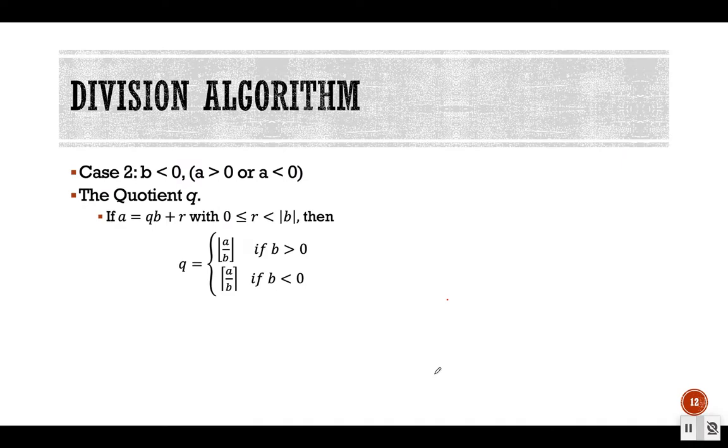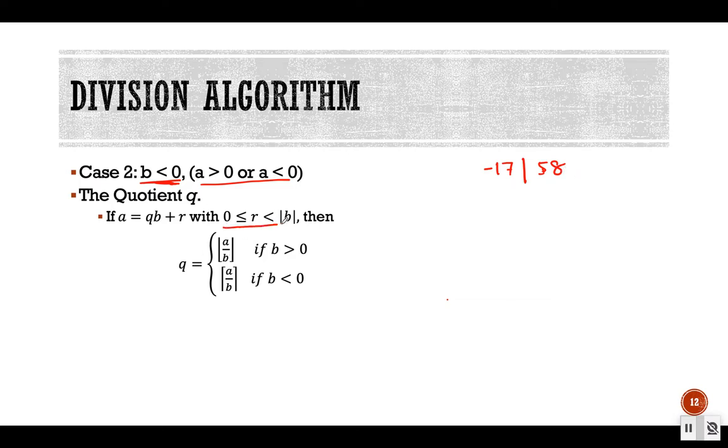Now case 2, second case. Now a can be a positive or negative number, but b is a negative value. For example, let's see, we want to find out where minus 17 divides 58. Okay, minus 17 divides 58. All right, so what will be now the value?